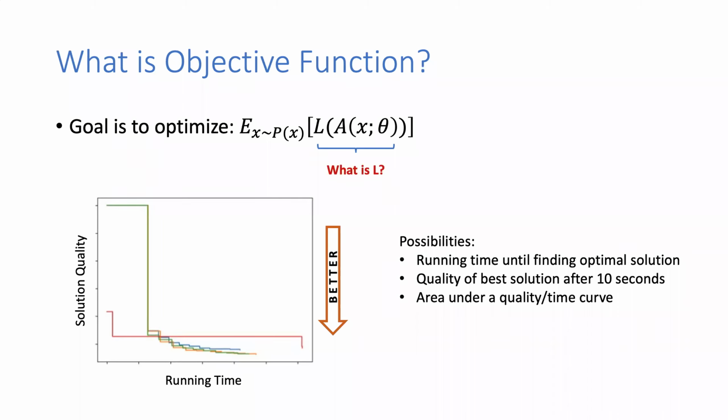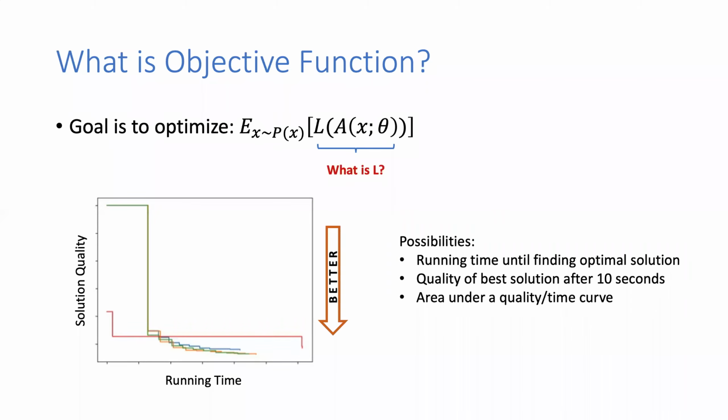L could be the quality of the best solution after a time limit, let's say 10 seconds. So what is the best solution you found after this time limit? Because I have a real-time application, it's time sensitive, I can't spend more than 10 seconds on solving this because I have to make further decisions downstream. And I just want an algorithm that is tuned to give me the best solution possible after 10 seconds.